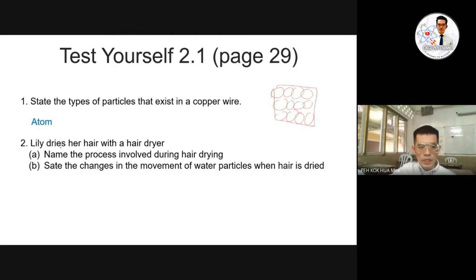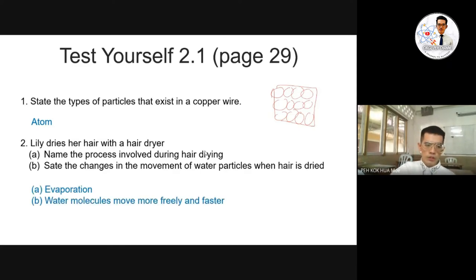Okay, and then question number two: Lily dries her hair with a hair dryer. Name the process during the hair drying. During the hair drying, the water on our hair will be changed to gas below the boiling point, right? So it will be evaporation. Then, state the changes in the movement of water particles when hair is dry. So water molecules move more freely and faster.